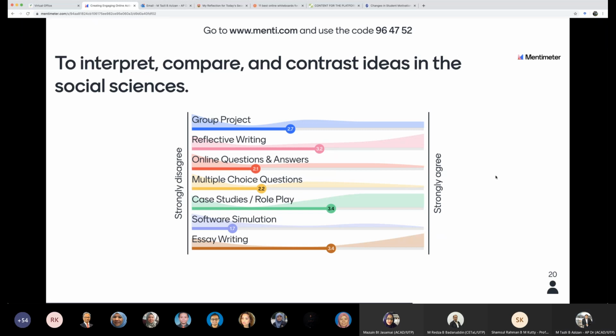So if you want to compare and contrast ideas in the social sciences, we can use case studies or role play. We can also have essay writing. We could also have reflective writing as well as group project. Okay, let's have a look at the last.